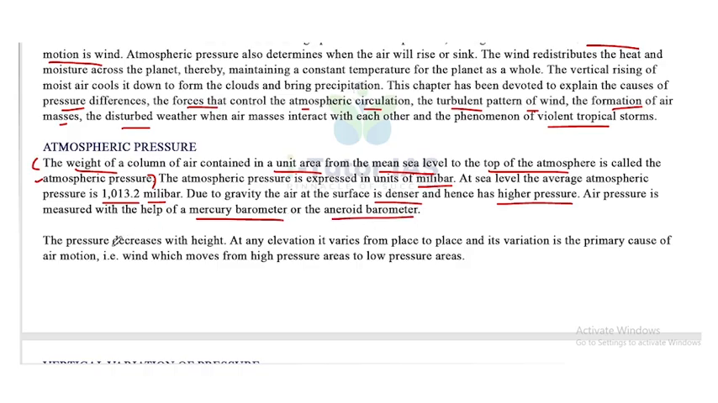Now, the pressure decreases with the height. So when height increases, what happens? The pressure decreases. Height and pressure are inversely proportional. At any elevation, it varies from place to place, and its variation is the primary cause of air motion, that is wind, which moves from high pressure areas to low pressure areas.